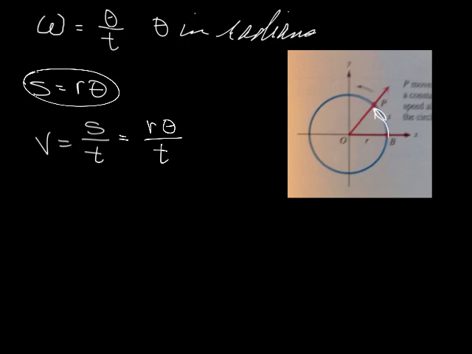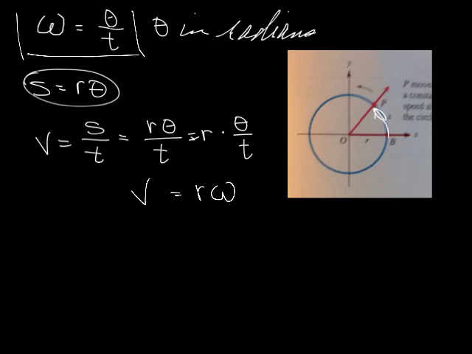And then we could write this as r times theta over t, because this and this are the same thing. Now look, I've got a theta over t, which is what I have over here. So I'm going to replace theta over t with omega. So velocity actually equals r, radius, times omega. And again, omega equals that. So we've got a couple different formulas here that we can use.